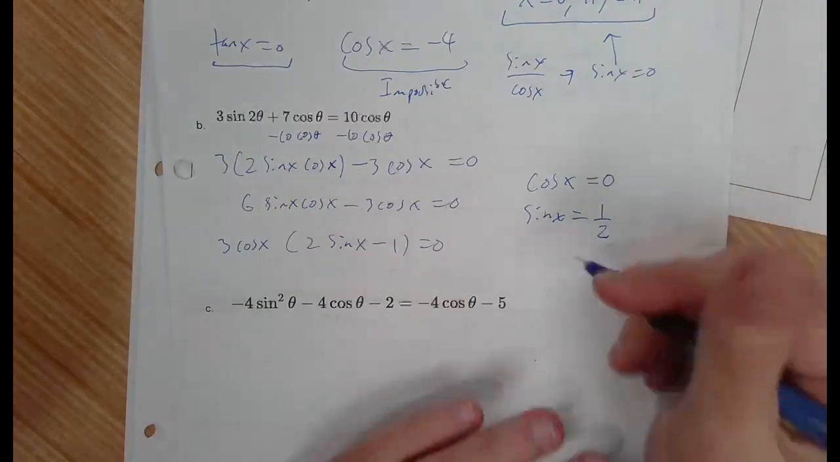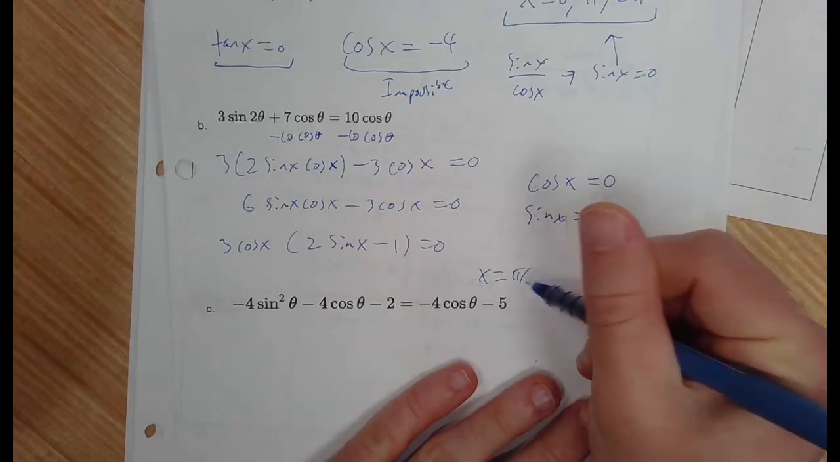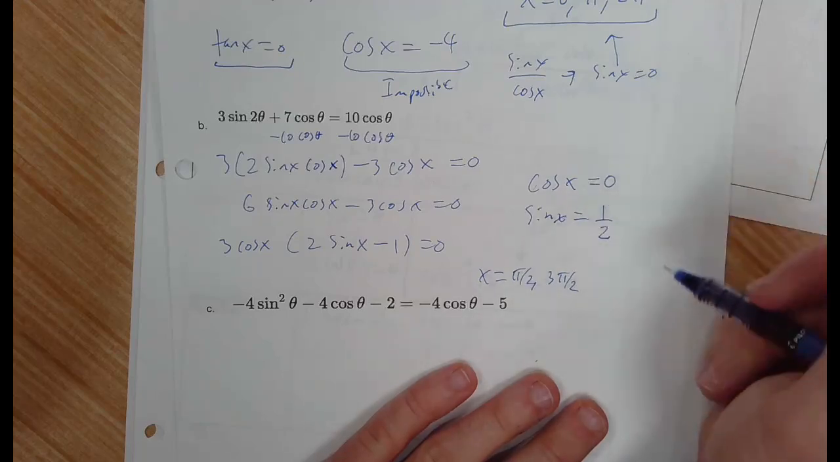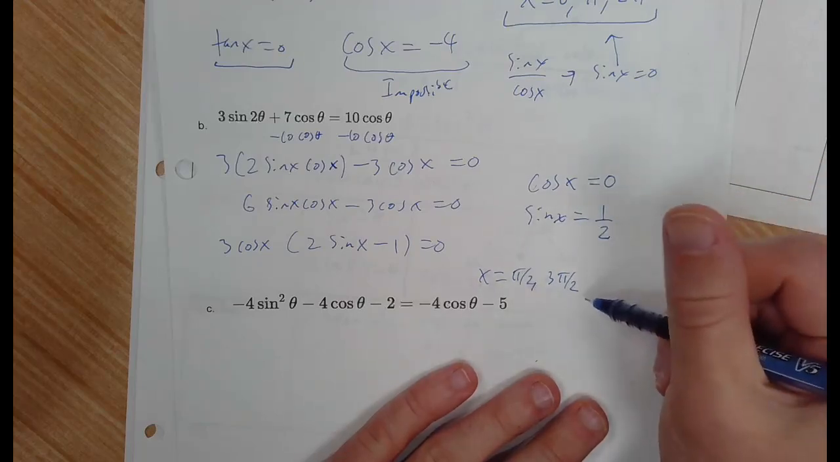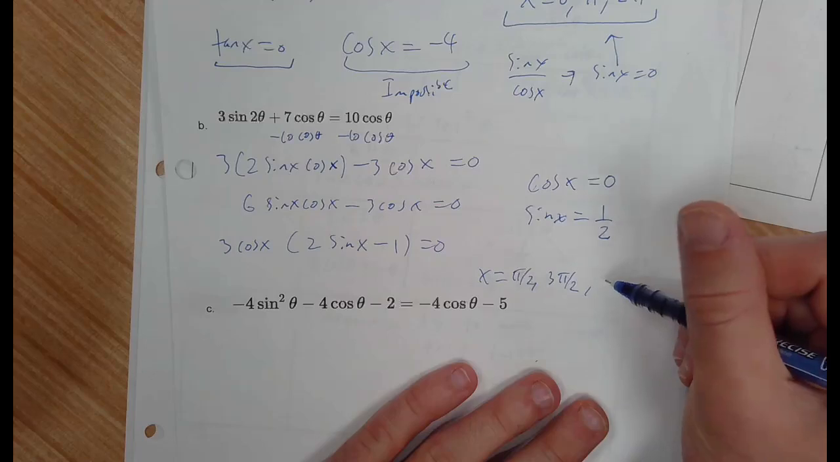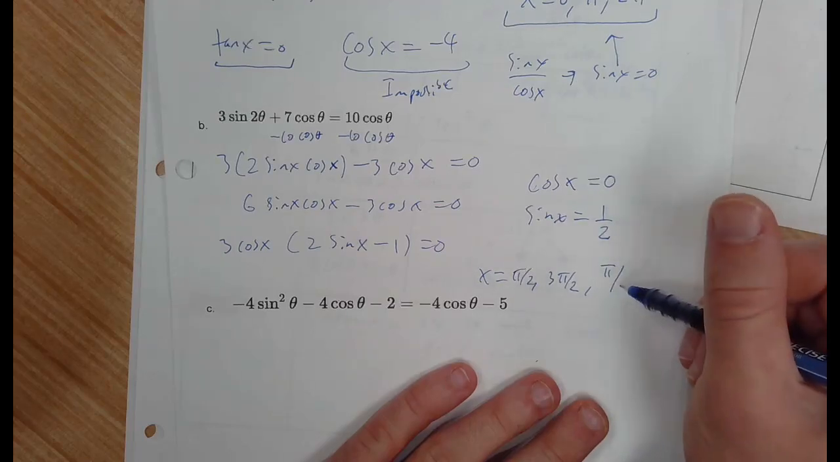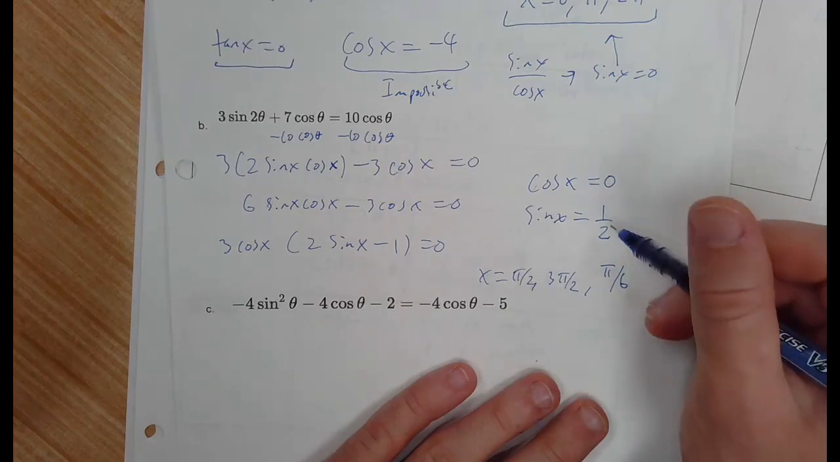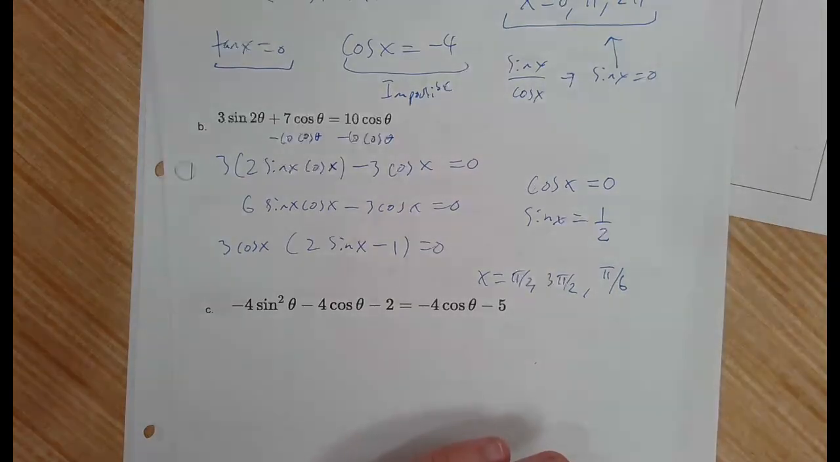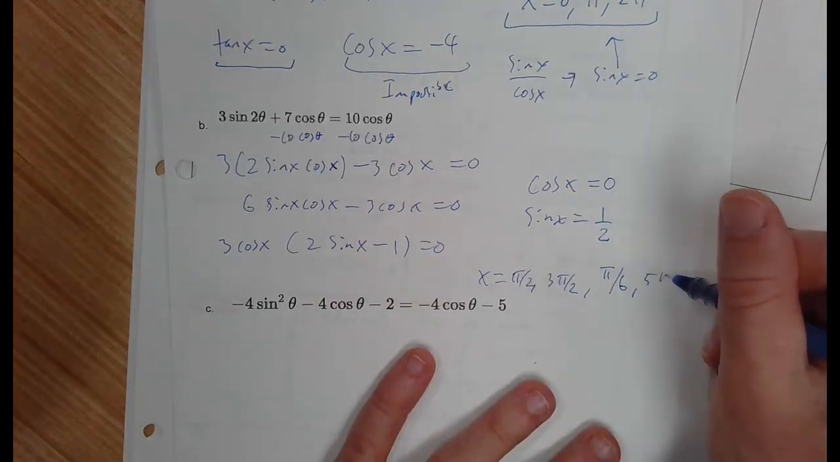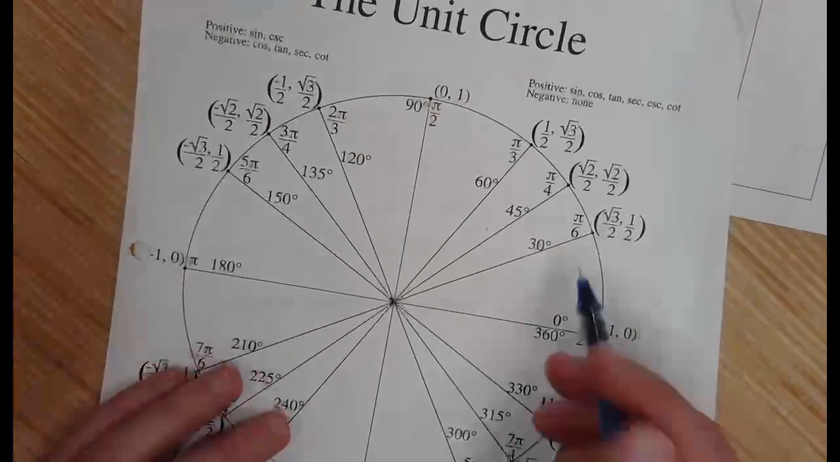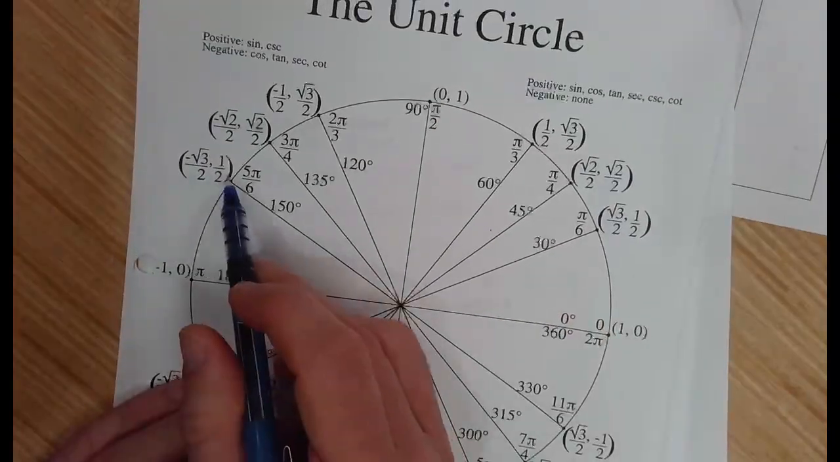When does that happen? Well, that would be pi over 2, 3 pi over 2 for cosine x equals 0, and then for sine x equals 1/2, that would be pi over 6. Sorry, my bad, not pi over 3. It's going to be pi over 6 and 5 pi over 6. Again, just to confirm that, sine of pi over 6 is 1/2, and 5 pi over 6, 1/2.